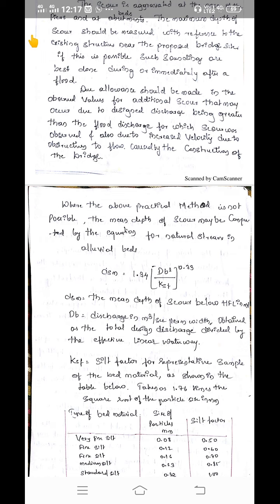In the next video we'll study the IRC, the codes which we are using for the design of bridges. It is Indian Roads Congress, IRC 6 and IRC 21. In IRC 6 we are going to study the different loading conditions, the different types of loads which are going to act on the bridges, and which loadings should be considered for the design of the bridges. These things we'll study in our next video.